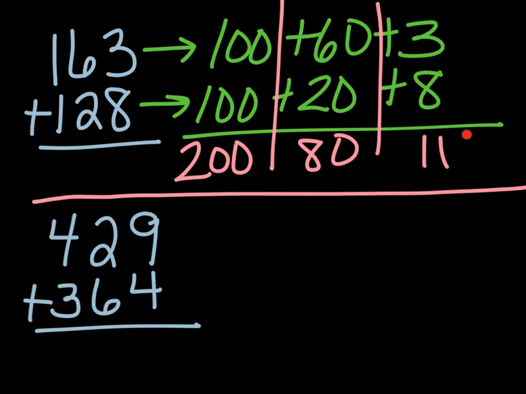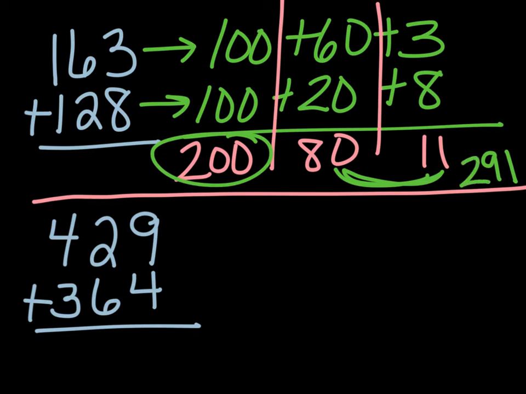8 plus 3 is 11. 60 plus 20 is 80. 100 plus 100 is 200. Then I'm going to put these back together. So I'm going to start over here, and I'm going to do my 80 plus 11. So 80 plus 10 is 90, plus one more is 91. And then I'm going to add this 200 to it. So I get 291 as my answer.